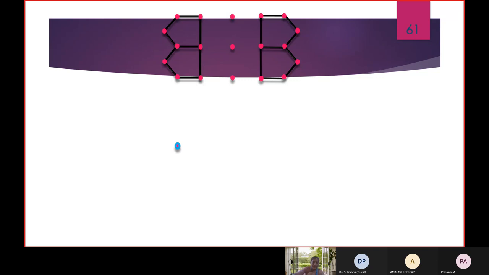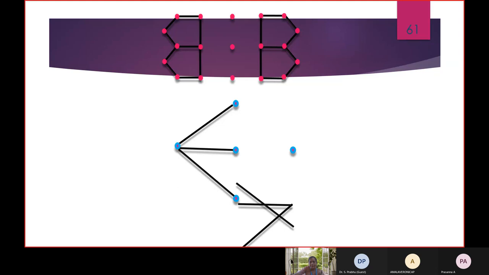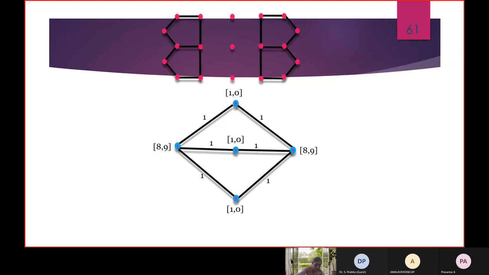To calculate this technique, we consider the whole graph as a vertex, and this graph as a vertex. Then this is a vertex and again a vertex, okay. Then after that, we form the graph. We form the graph. And here, this is the vertex weight and edge weight.